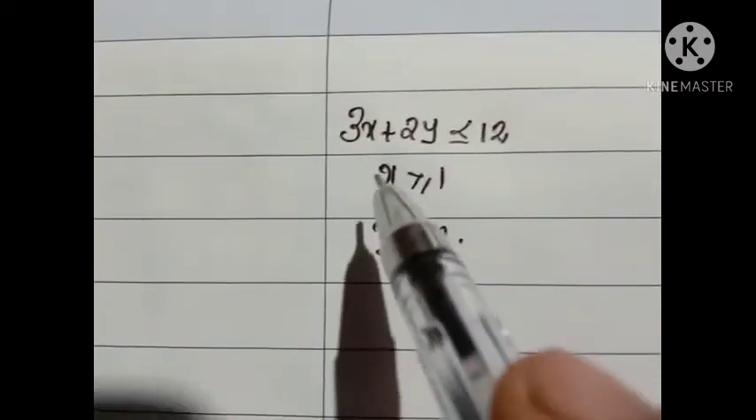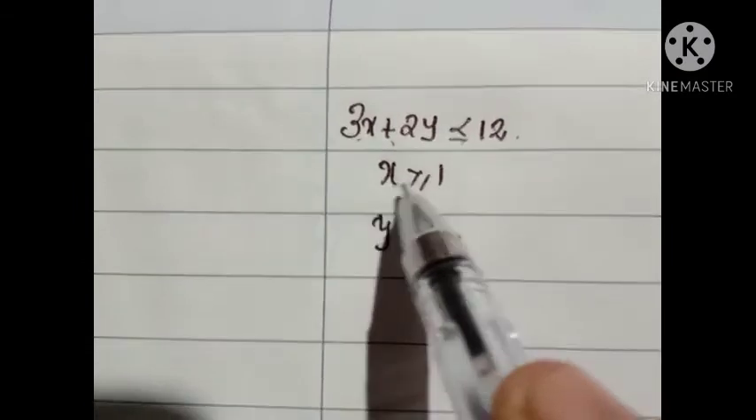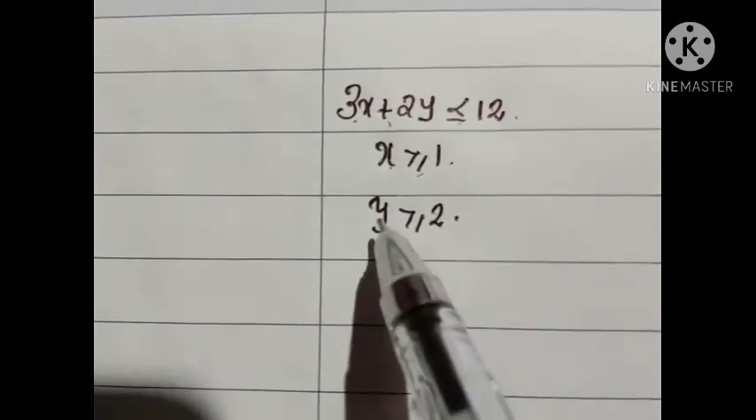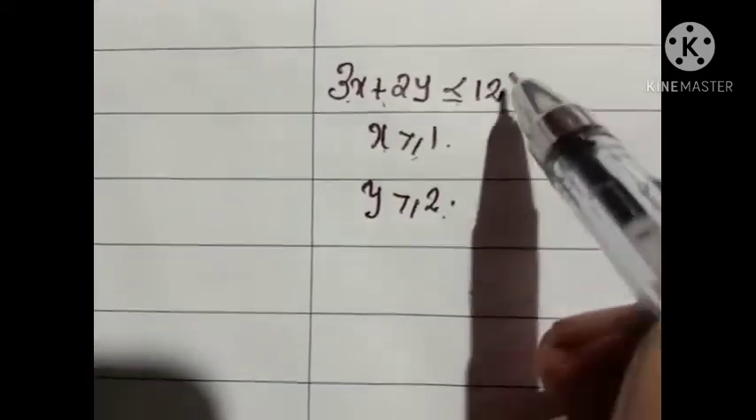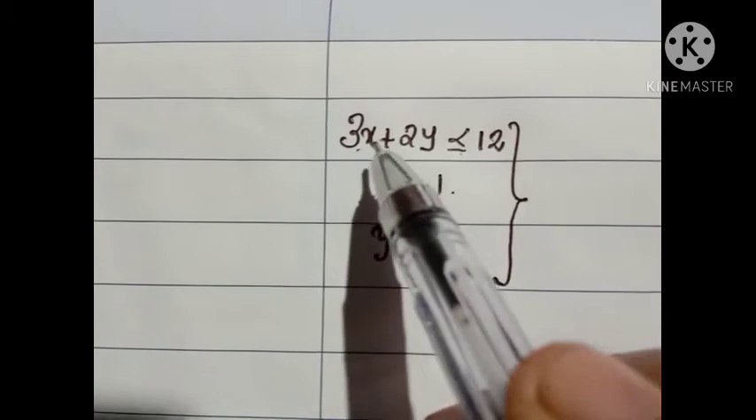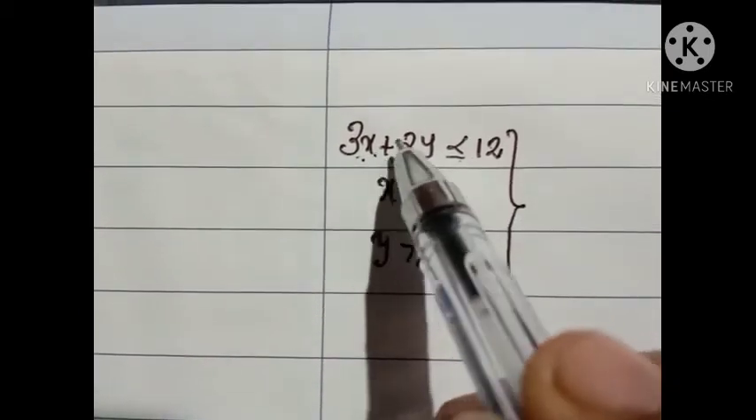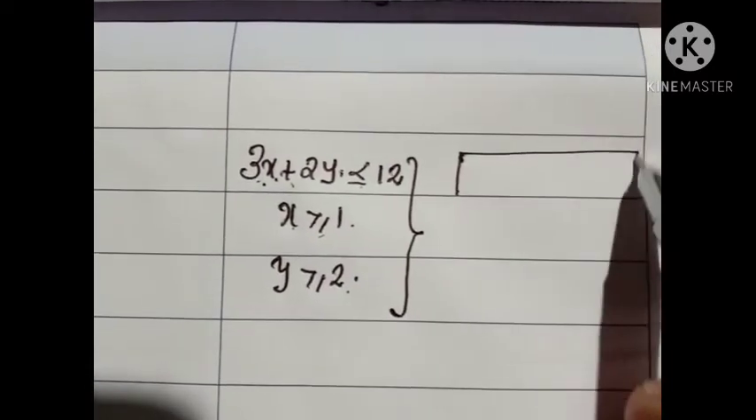Another question. 3x plus 2y less than or equal to 12, x is greater than or equal to 1, y is greater than or equal to 2. This is a system of linear inequalities. See here, the first inequality contains two variables, so we need to form a table.